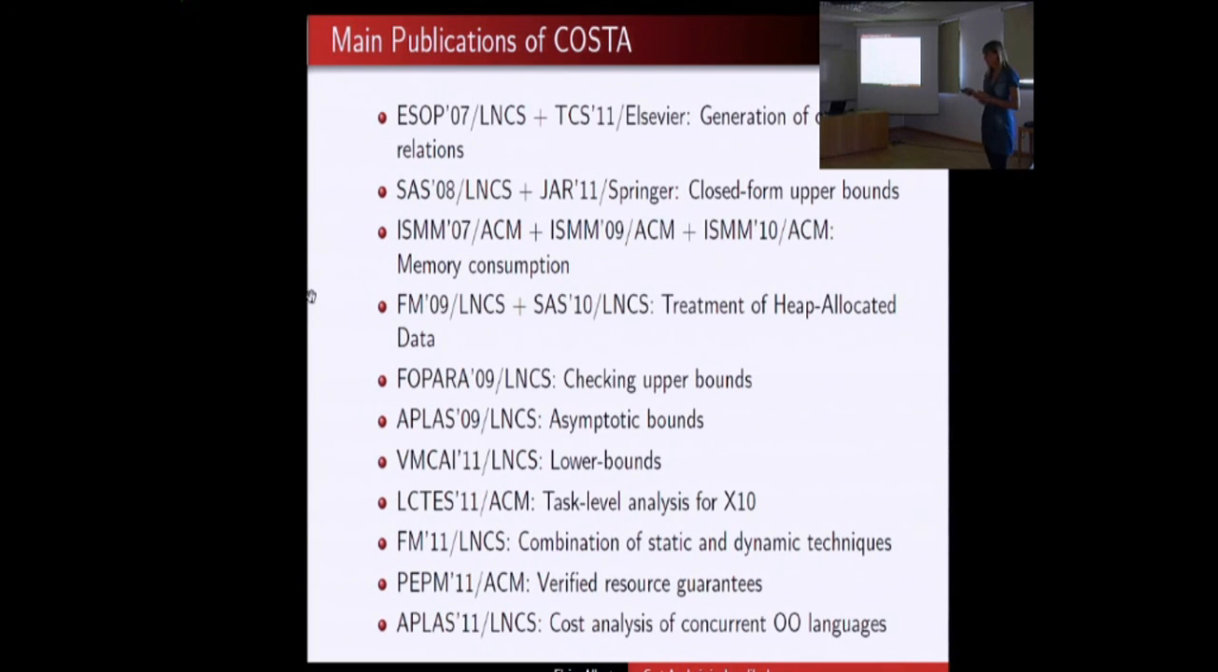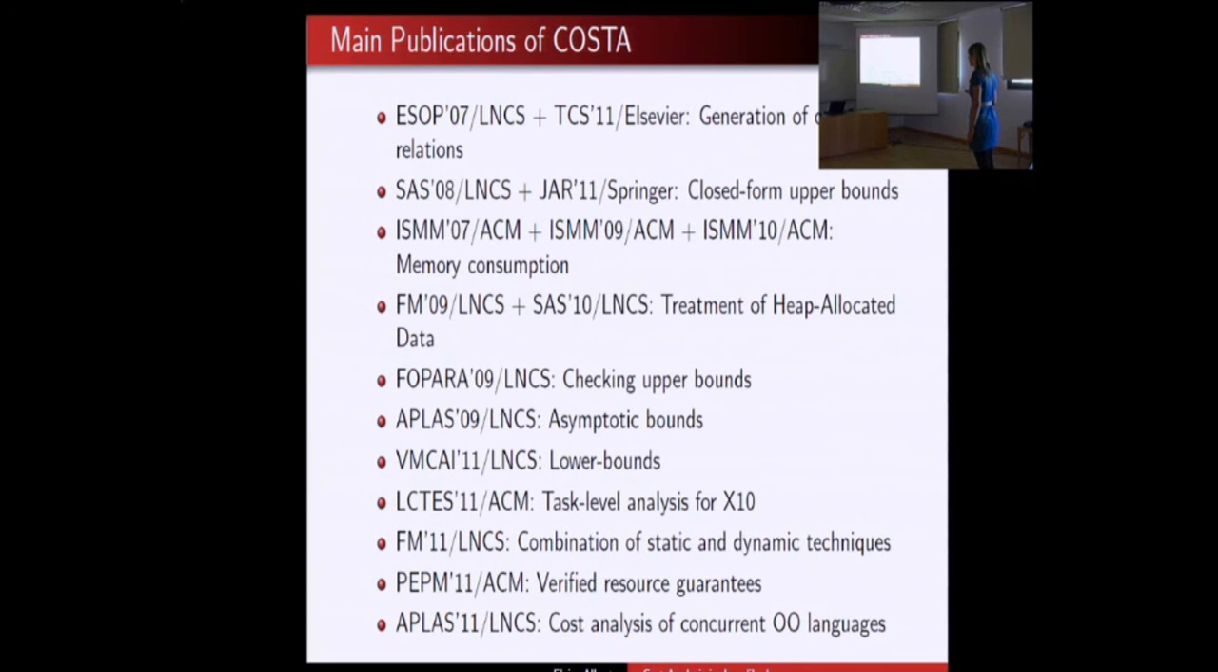Just for reference, if you want to know more about what I have explained, here are the most relevant publications we have on the topic. The first work is from ESOP 2007, where we propose the generation of cost relations from programs. There is a journal version recently published. The second main step that I have explained, obtaining the closed-form upper bounds from the cost relations, was published in SAS in 2008, and there is also a journal version. So these are the two main references, and then we have some other works which can be of interest also.